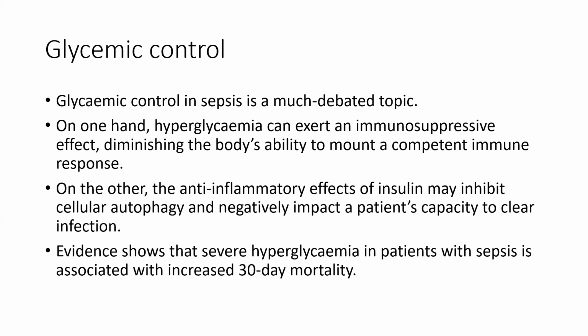Now about glycemic control. Glycemic control in sepsis is a much-debated topic. On one hand, hyperglycemia can exert an immunosuppressive effect, diminishing the body's ability to mount a competent immune response. On the other hand, the anti-inflammatory effect of insulin may inhibit cellular autophagy and negatively impact the patient's capacity to clear infection. Evidence showed that severe hyperglycemia in patients with sepsis is associated with increased 30-day mortality.